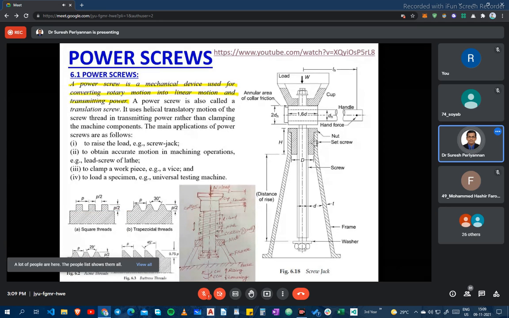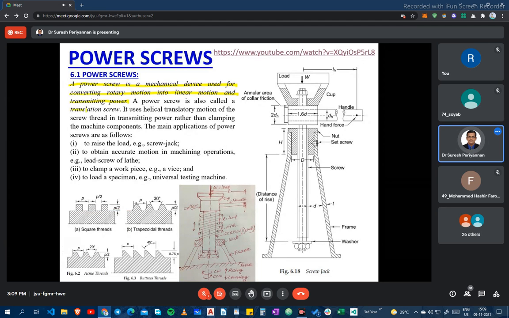Now, the power screw is also called the translation screw. What kind of geometry are we using here? It uses a helical translatory motion of the screw thread, transmitting the power rather than clamping the machine components. I mean, we are not fastening two components here. Only we are applying force on the handle.